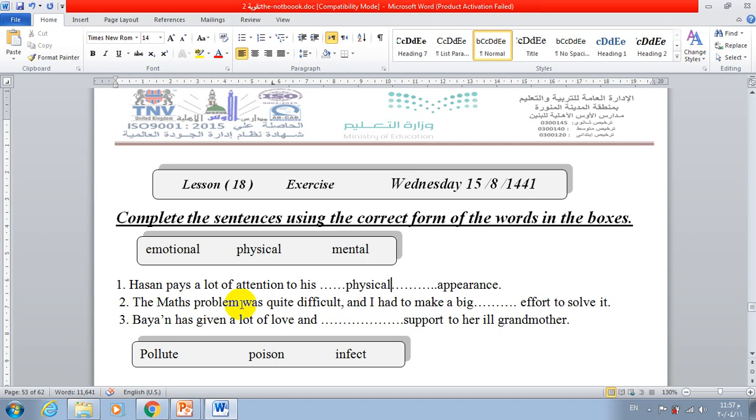Number 2, the math problem was quite difficult and I had to make a big mental effort to solve it. Here we need what to solve the problems or difficult problems? Good. Mental, because it relates to the mind or the thinking. And number 3, Bayan has given a lot of love and emotional support to her ill grandmother. Yes, the right answer here is the word emotional, because this word relates to the feelings.